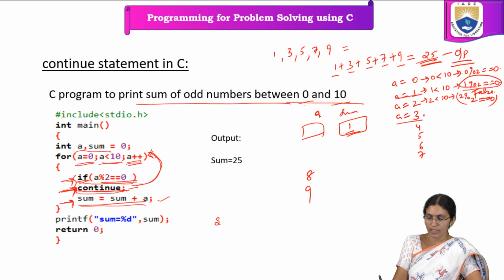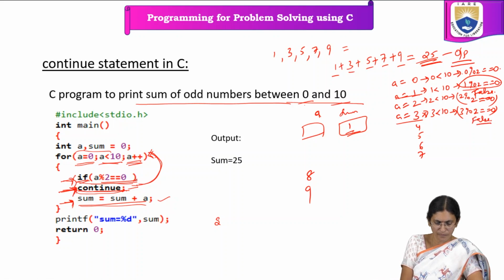So a is equal to 3 now. So a is equal to 3 means 3 less than 10 will be checked. Now 3 mod 2 is not equal to 0. This condition becomes false. So if this condition is false, this continue statement will not be executed. So after that, whatever statements are there, they will be executed.